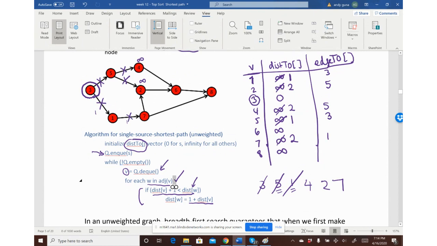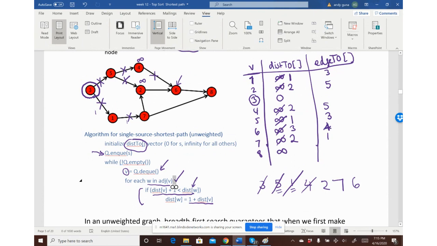Let's now go to 4. When I go to 4, the thing connected to 4 is 6. So I'm going to put 6 in the queue, and then I will update the distance to 6 based on the distance to 4. Distance to 4 is 2, plus 1 gives you 3 as the distance to 6, which is less than infinity. I came to 6 from 4, so I'm going to write 4 for that.